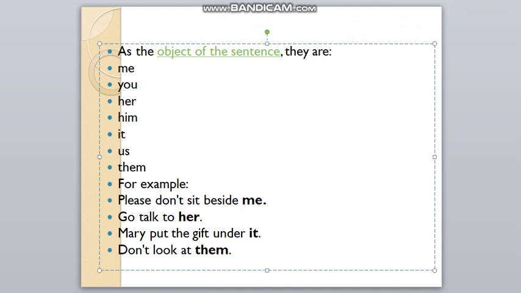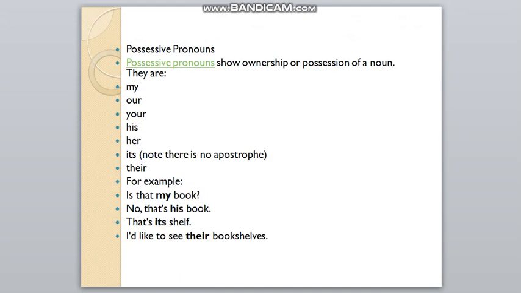Now, let us move on to the next one, which is called possessive pronouns. Possessive pronouns show ownership or possession of a noun. They are my, our, your, his, her, its. And now here make a note, children, there should not be any apostrophe when you are using the word its.